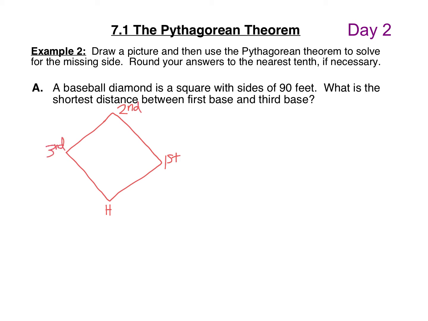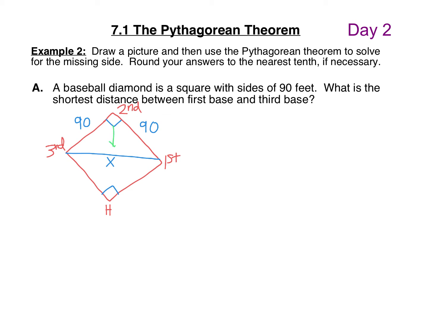So we're looking for, what is the shortest distance between first and third base? So this distance right here. Now, it is a square, so I know all of the angles are 90. So right there, I have a right triangle. And the distance between each of the bases is 90 feet. It's a square with sides of 90. So we're trying to figure out what is the distance between first and third. The shortest distance, that's my x right there.